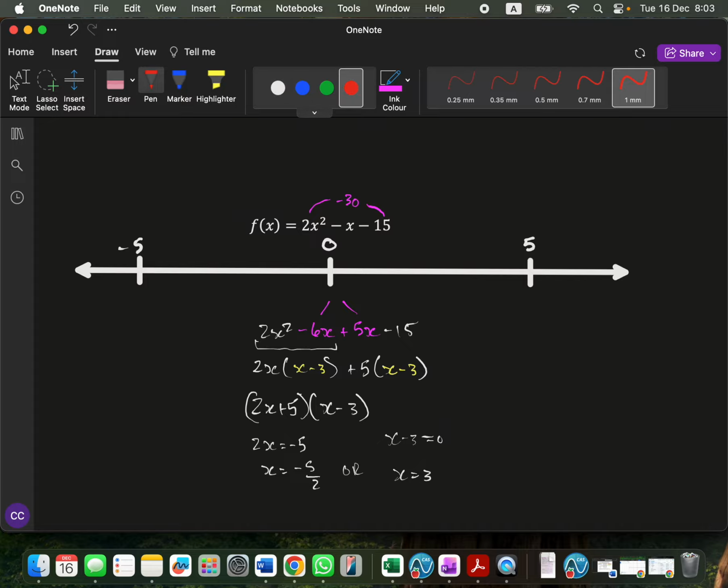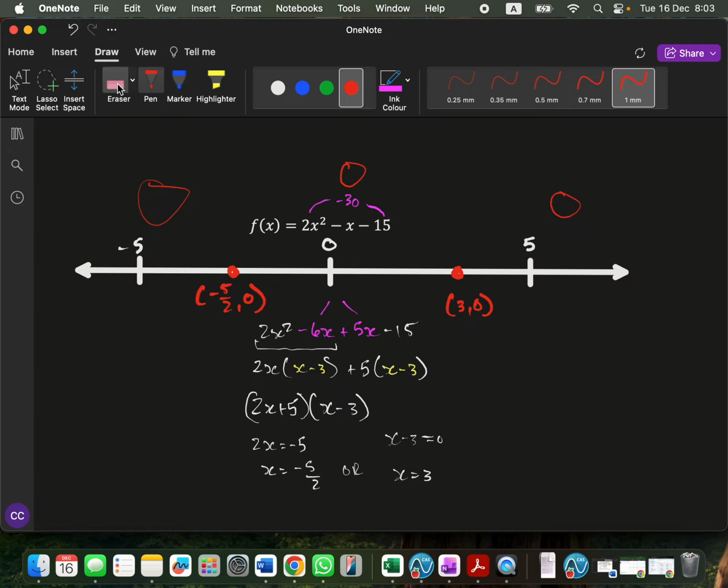Negative 5 halves is 2.5, so I'm just going to make a dot, and I'm going to label that as negative 5 halves, 0. And then I'm going to make another dot at 3, and 3, 0. Okay, so now we have an idea where it crosses the x-axis. What I want to know about is what is this function doing before here. I want to know what's happening here. I want to know what's happening in the middle, and I want to know what's happening afterwards.